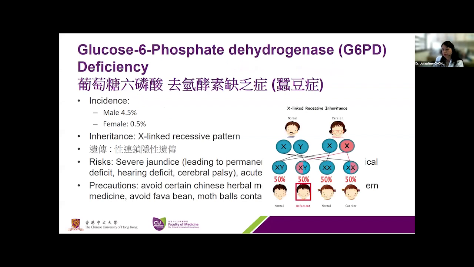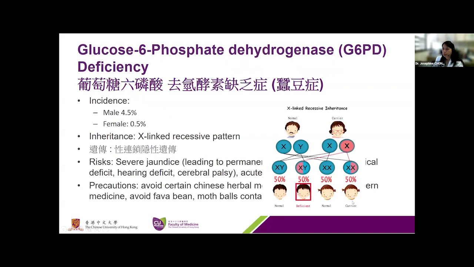I would like to take this chance to illustrate how important counseling is in screening, using a simple condition such as G6PD deficiency. G6PD deficiency is an X-linked recessive condition. The incidence rate for males is 4.5%, but for females it is still 0.5%, because female carriers may also become patients if they have X-linked inactivation, that is, X inactivation.